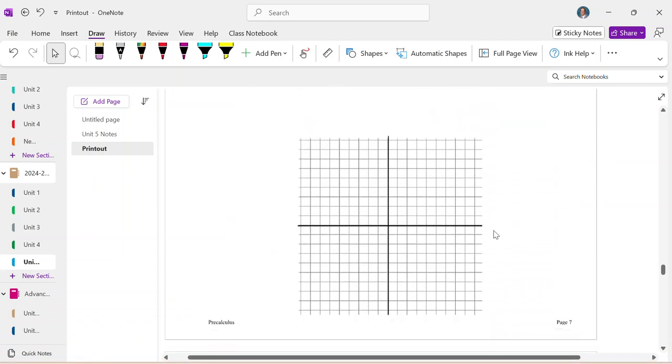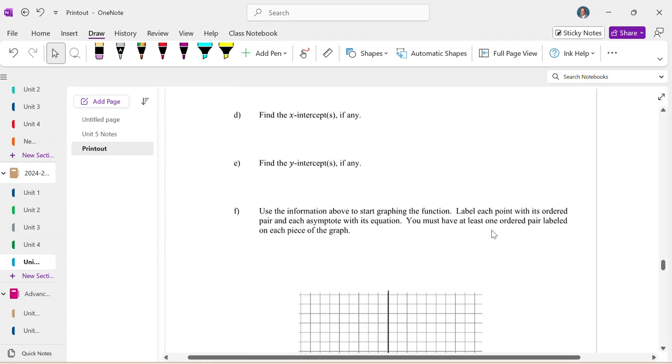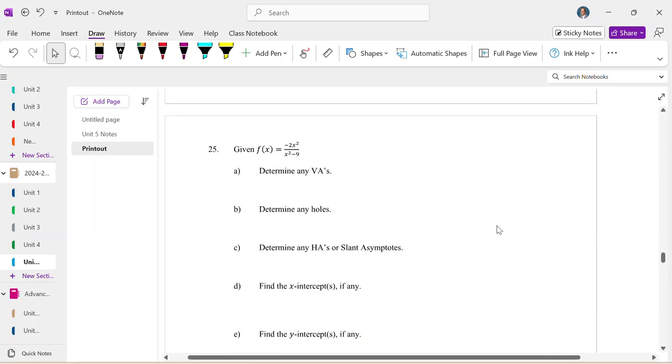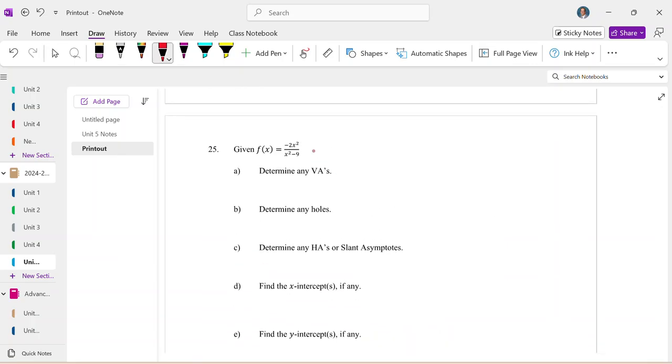So let's try another one. Now here, notice if you factor, this gives you x minus 3 and x plus 3. So notice there are 2 vertical asymptotes because nothing cancels, at x equals 3 and x equals negative 3. There's no hole since you didn't cancel anything out.